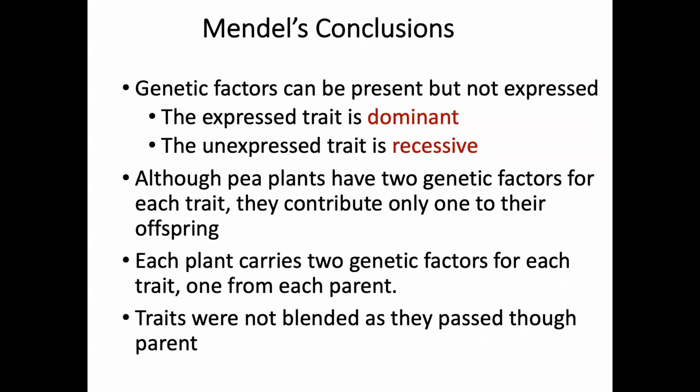One form of a feature, such as tall, always concealed the other form, such as short, in the first generation after the cross. Mendel called the visible or expressed trait a dominant trait, and the hidden or unexpressed trait a recessive trait. He found that although pea plants have 2 factors for each trait, they contribute only 1 to their offspring. Moreover, each plant carries 2 genetic factors for each trait, 1 from each parent.